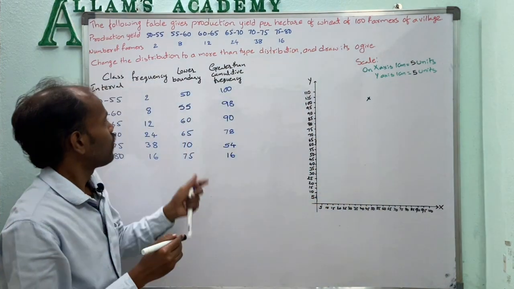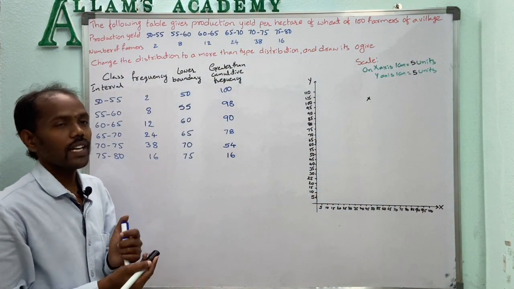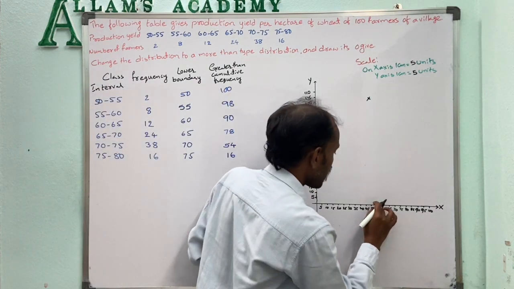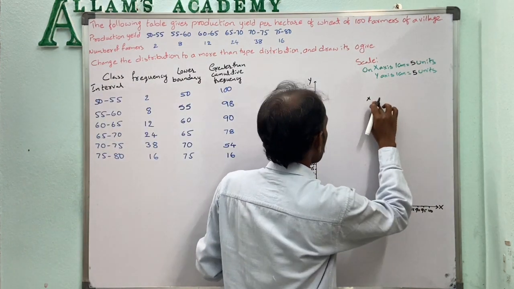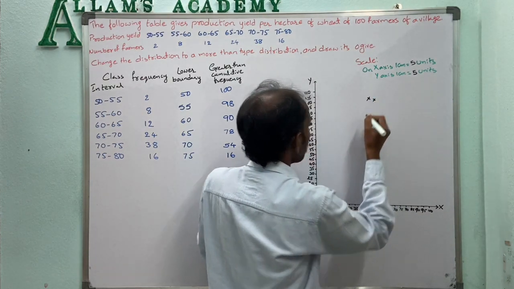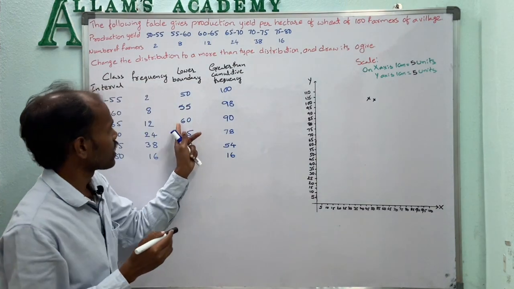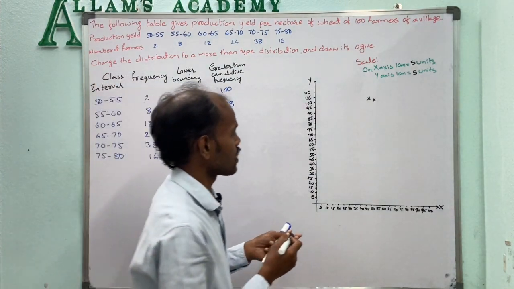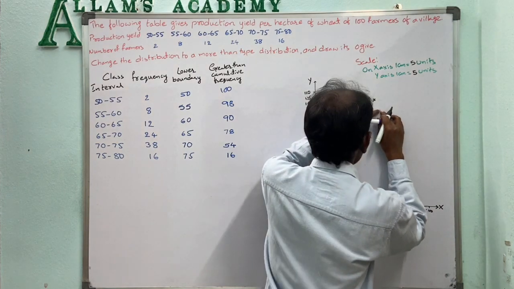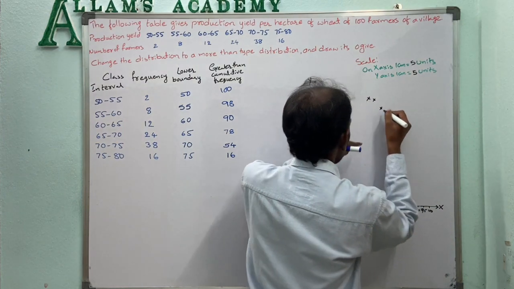Next, for that 55, the corresponding value is 98. So for that 55, 98. Next, for that 60, the corresponding value is 90.